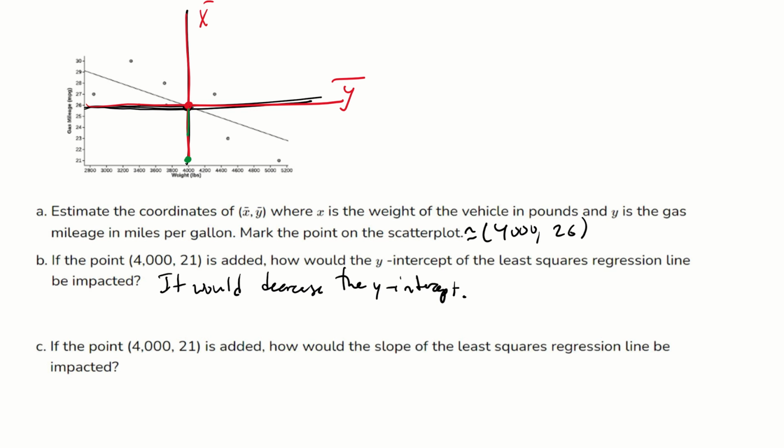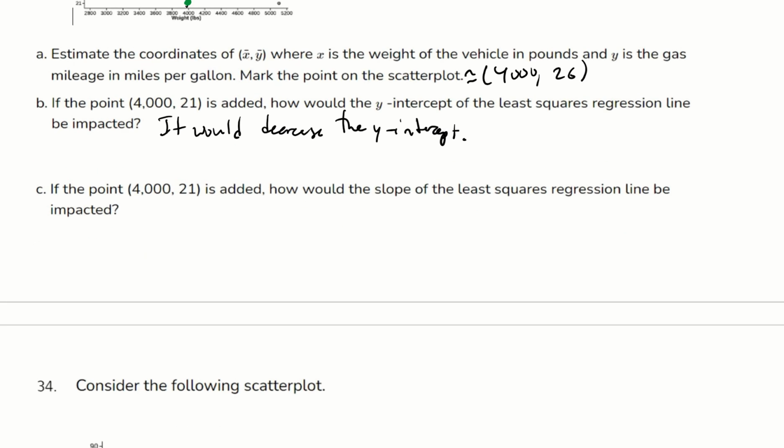If it's far away from the X bar, then it's going to be an influential, or a high leverage point. And a high leverage point will impact the slope. It'll impact the y-intercept, right? And a bunch of things. But it'll definitely have a swinging motion if it's far away from the X bar. So in this case, the slope is going to be approximately the same.